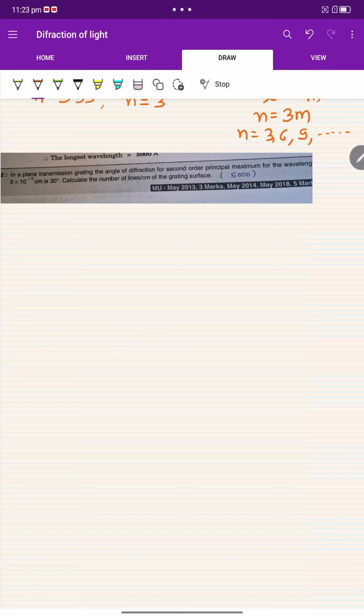A plane transmission grating for second order principal maxima. So we have given n equals 2. Theta is given as 30 degree, and wavelength is given as 5 into 10 to the power minus 5 centimeter. Calculate the number of lines per centimeter. So we need to calculate A plus B, which is 1 upon number of lines per centimeter.